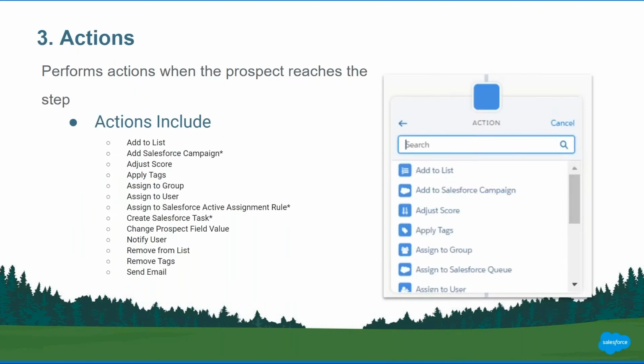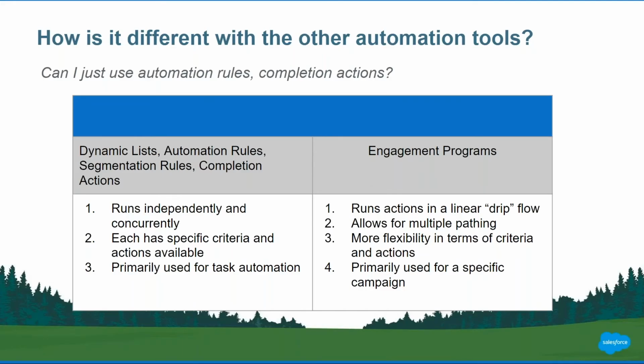So you might be thinking, how is it different from other automation tools? Why would I not just use a bunch of automation rules or completion actions instead of creating an engagement program? So here's a rundown of some of the differences, or the distinctions, or the benefits of using an engagement program.